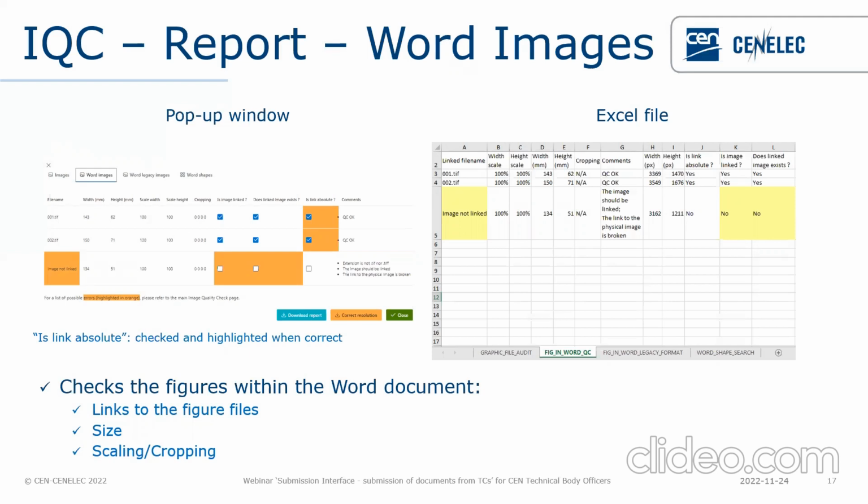And we see as well the different columns checking the size, the scaling, the cropping. And as I mentioned, should anything be outside of our requirements, it will be highlighted and there will be a comment on the pop-up window. This is at the last column, on the far right. In the Excel file, it's in the middle, it's work in progress. We are trying to change the styling and the layout to reflect what is on the pop-up window.